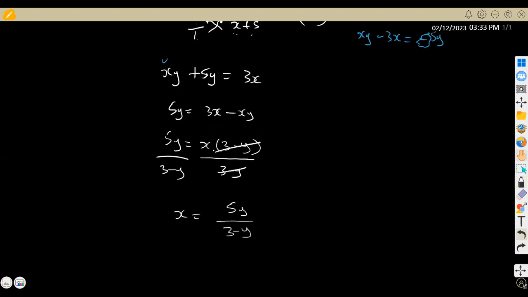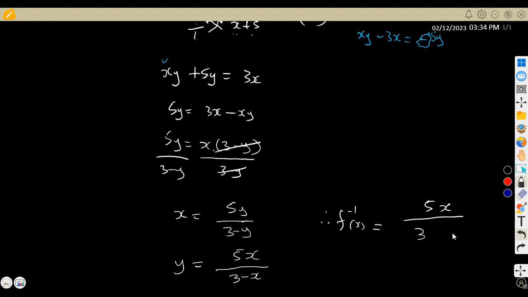So if we do this, in place of x, that's y is equal to, and in place of y, you substitute with x. So this is going to be 5x over 3 minus x. This means that's our inverse of the function with respect to x, which is equal to 5x over 3 minus x. So that is your inverse in this case. Now we need to know what are the limiting values of x, which is the domain. So how is our x limited?